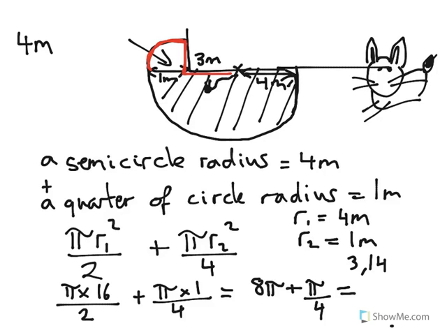Easiest way to work that out is to take 8.25 of pi. So 8.25 multiplied by 3.14 equals 25.9 meters squared. The rabbit can eat 25.9 meters squared of grass. That's going to be a very full rabbit.